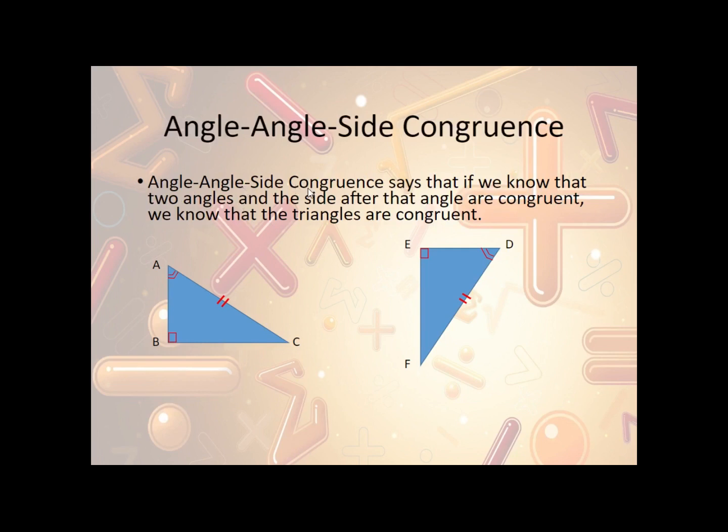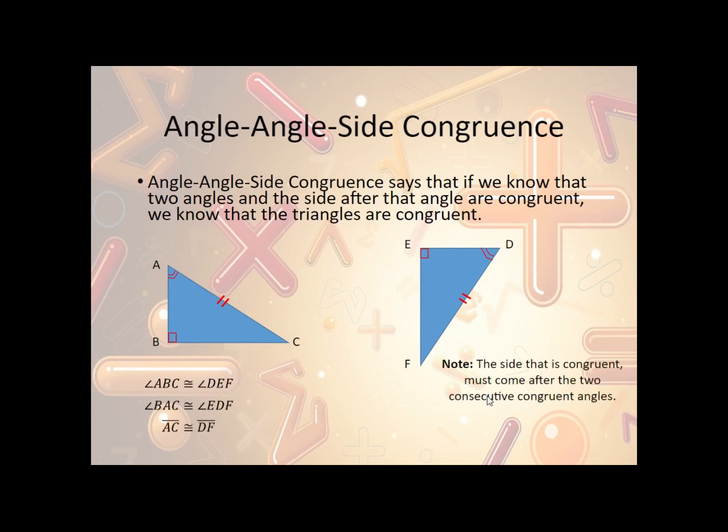So this says that if we know two angles and then the side after those two angles, then we know that the triangles are congruent. So here we have angle ABC is congruent to angle DEF. We have angle BAC is congruent to angle EDF. And we have side AC is congruent to side DF. So we have two angles and the side that comes after them are all congruent. So therefore, we would say the triangles are congruent. Triangle ABC is congruent to triangle DEF using angle, angle, side.